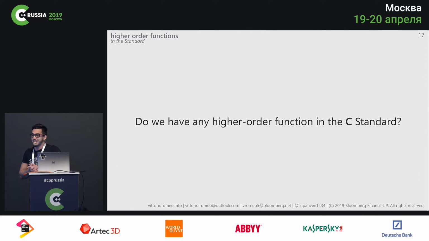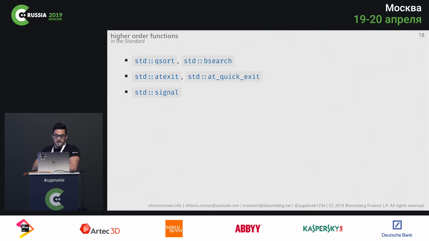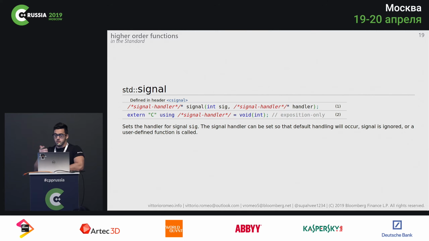Loud. Qsort, yes. So Qsort is one of them. We have bsearch. And we actually have more. We have stuff like atexit, at_quick_exit, which accept a handler that will be set in order to be invoked when you exit the program. And one of them, for example, is signal, which is quite uncommon, but it's also a higher order function if we see the definition. So I chose that one because it's quite uncommon, but it still fits the bill, in my opinion.